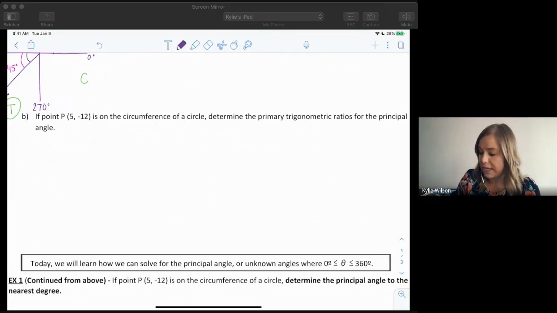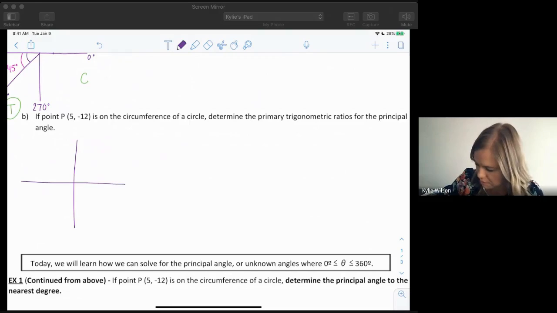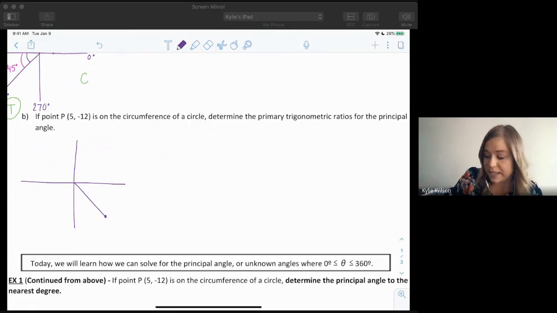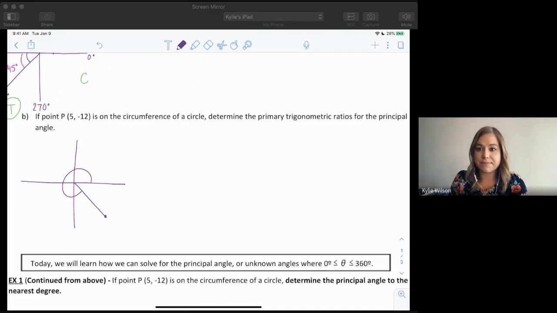So let's start again by drawing a picture. So draw my little Cartesian plane. Sorry, my lines are kind of wiggly. And we'll just do (5, -12). It's just a sketch, so it doesn't have to be perfect. So here's my terminal arm. So my whole angle, the principal angle that we're talking about, starts here, goes all the way around, and ends up over here. Now what we're looking for is the primary trigonometric ratios of our principal angle.